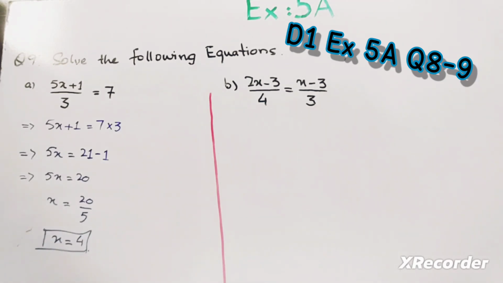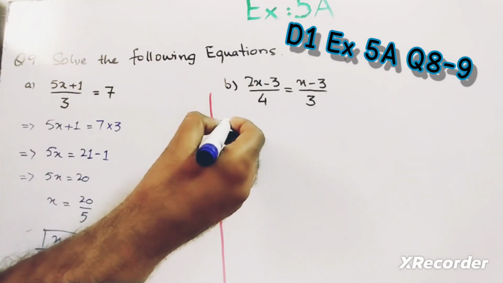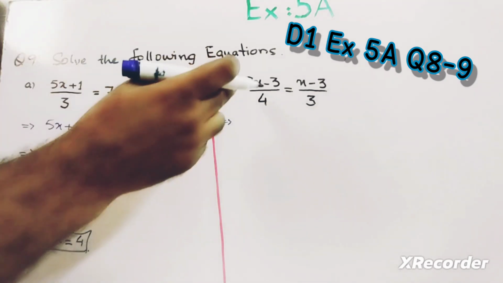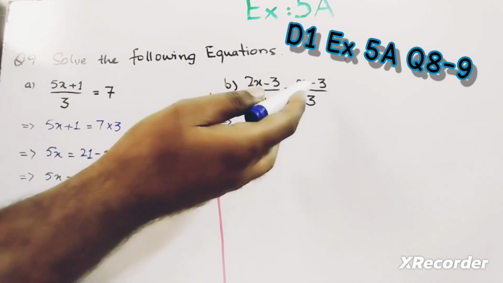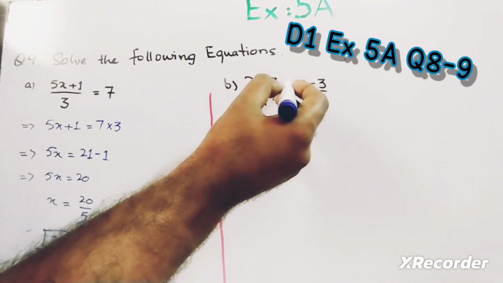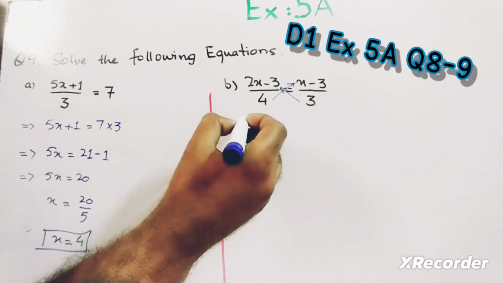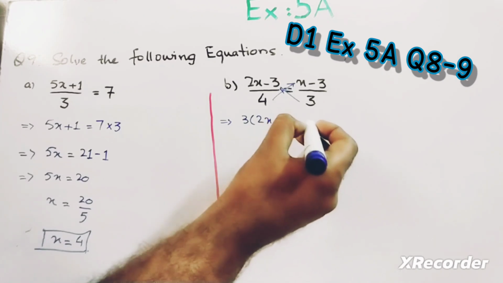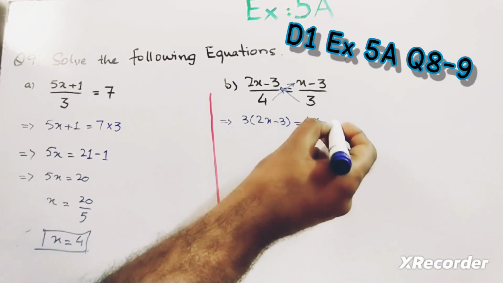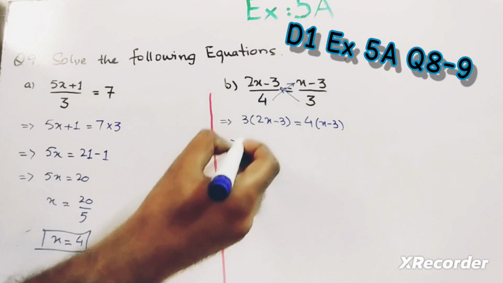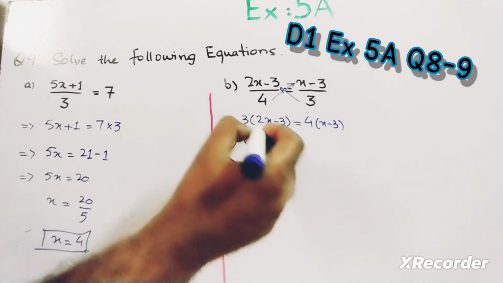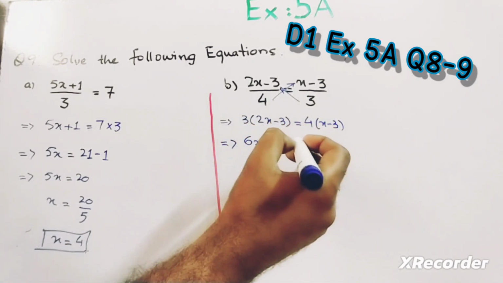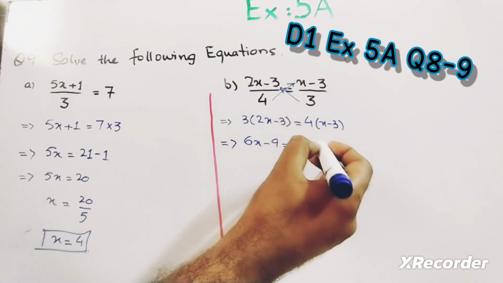Now moving to part B: (2x minus 3) upon 4 is equal to (x minus 3) upon 3. Let's start. In the first step we cross multiply this denominator with this numerator and this denominator with this numerator, likewise. What we get is 3 bracket 2x minus 3 is equal to 4 bracket x minus 3. Now by solving the brackets, 3 times 2 is 6x, plus minus minus 3 times 3 is 9, is equal to 4 times x is 4x, plus minus minus 4 times 3 is 12.